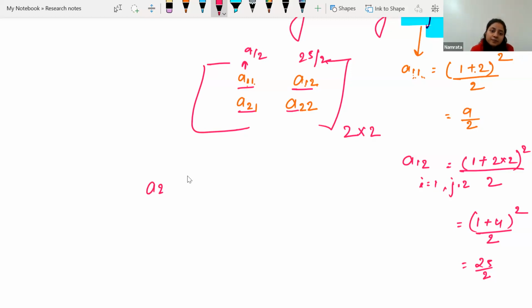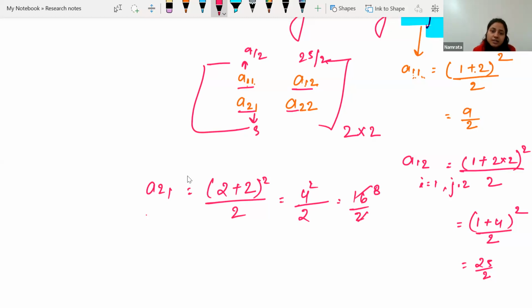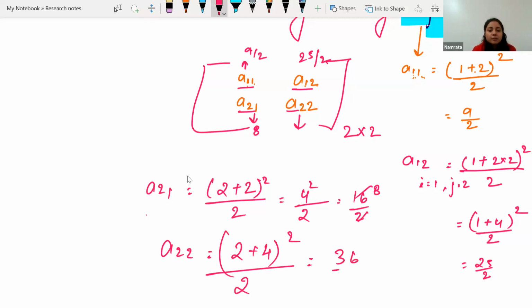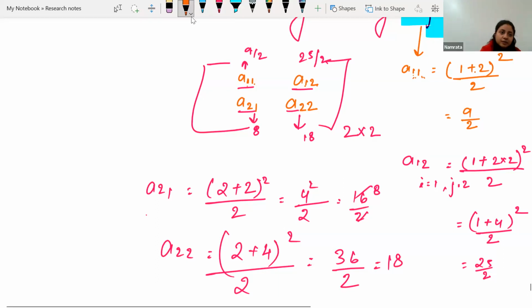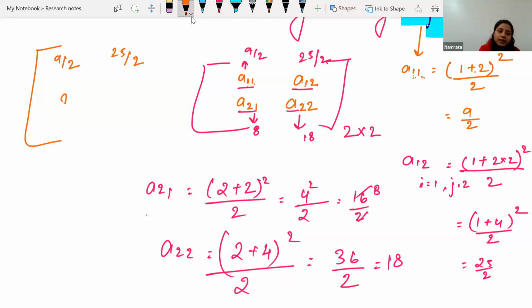Okay. A21, i is 2, j is 1. So it is 2 plus 2j, that is 2 over 2, whole square. That means 4 square by 2. That means 16 by 2, 8. We got this element as 8, and similarly we'll be finding A22. Let's do it quickly. 2 plus 2 times 2, that's 6 square by 2. That means 36 by 2, that means 18. So we got this one as 18. So our matrix came: A11 we got 9 by 2, A12 we got 25 by 2, A21 we got 8, and A22 we got 18. This is the 2 cross 2 matrix we have constructed according to the given condition.